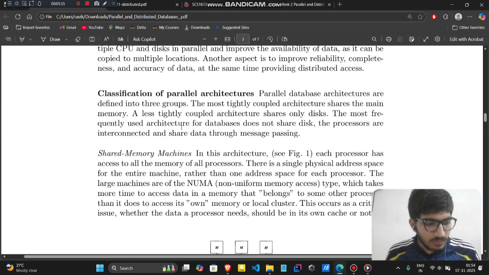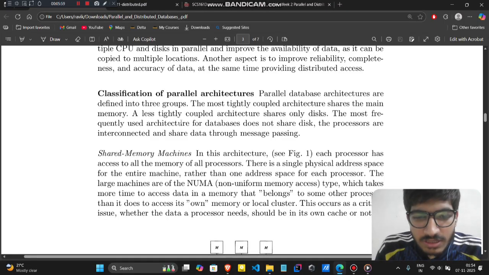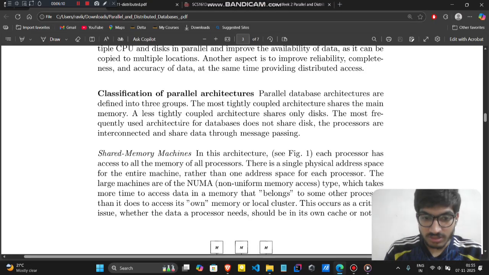A parallel database is a type of database system where many processors work together at the same time to store and process data faster. The goal is to improve speed and handle large data efficiently.